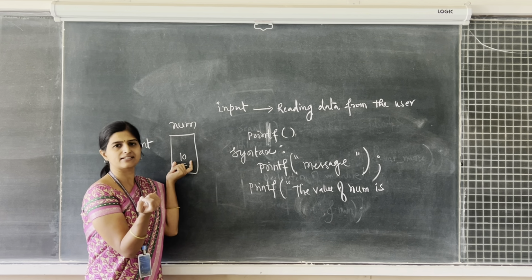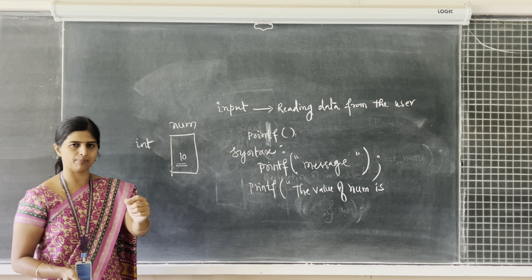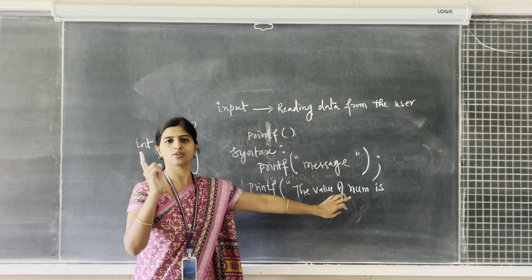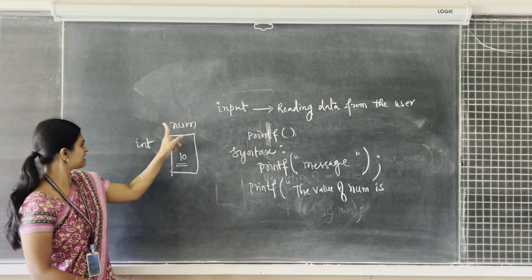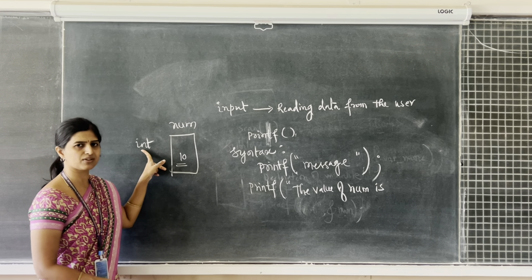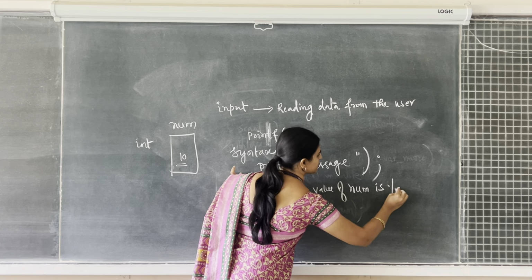Suppose if user enters 20, then it will be 20, so on. So that is not a constant, that is variable. There you are taking the help of format specifier. Now students, please observe, num is of integer data type. Now what is the format specifier for int? It is %d. So write %d.